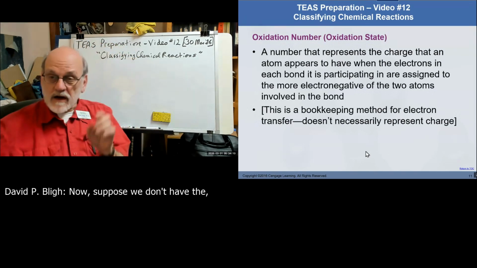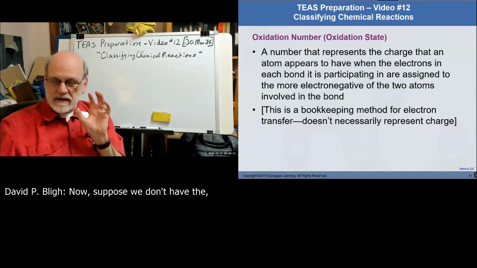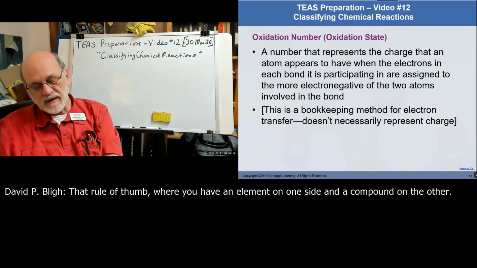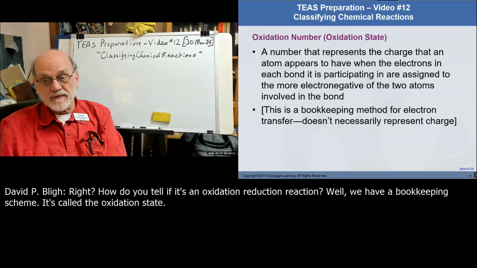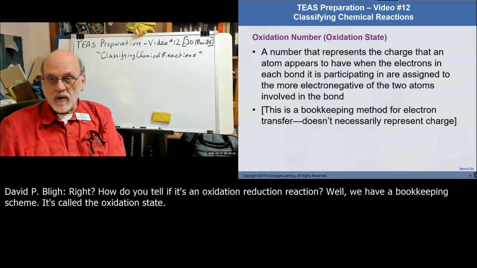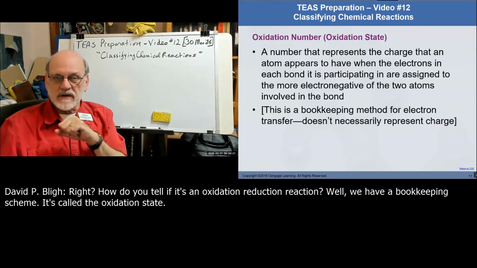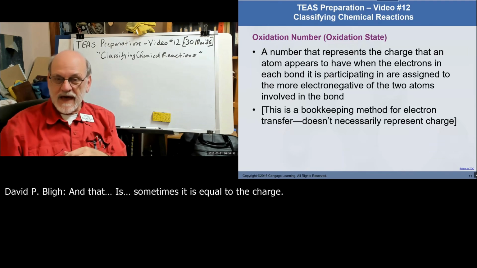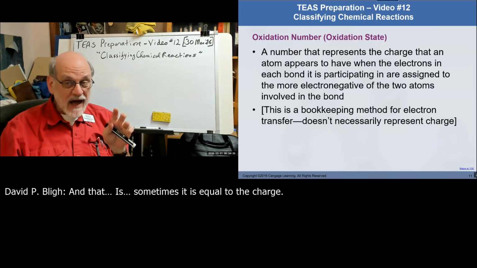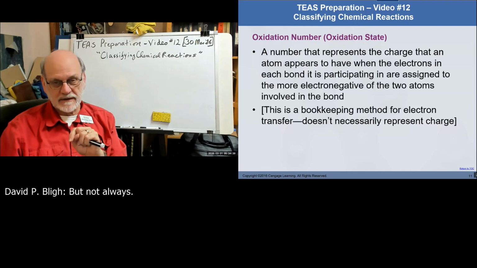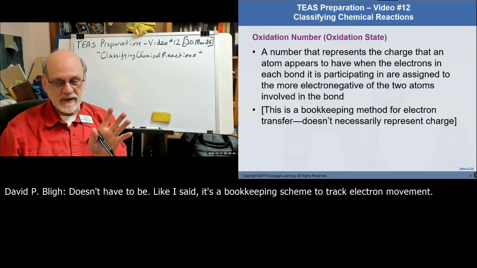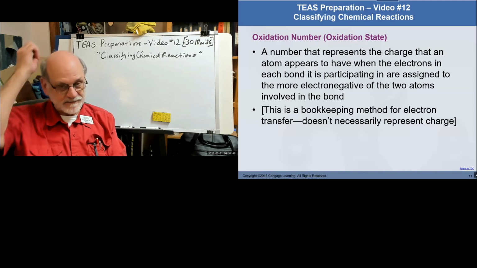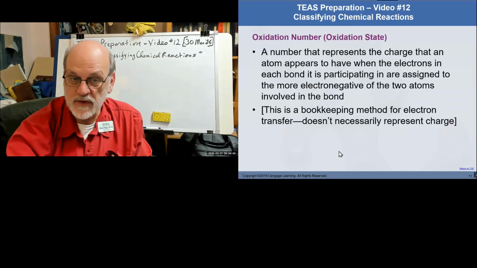Okay. Now, suppose we don't have that rule of thumb where you have an element on one side in a compound on the other, right? How do you tell if it's an oxidation reduction reaction? Well, we have a bookkeeping scheme. It's called the oxidation state or the oxidation number. And that is sometimes equal to the charge, but not always. Doesn't have to be. Like I said, it's a bookkeeping scheme to track electron movement. We need some rules, though.